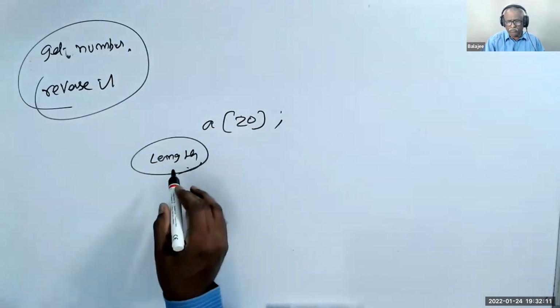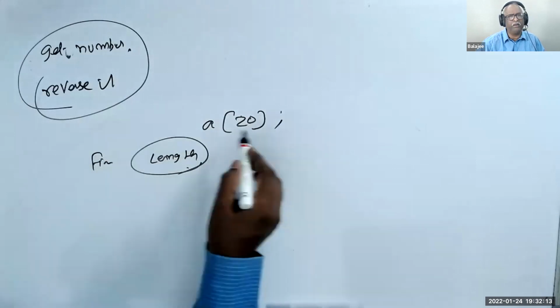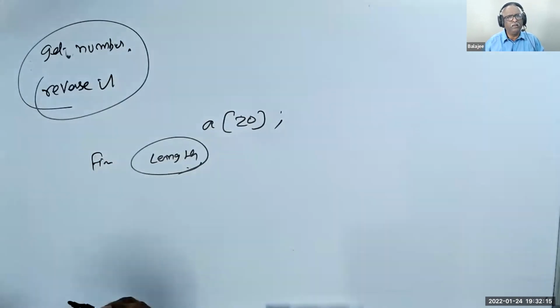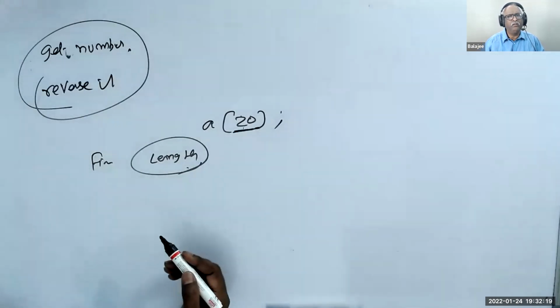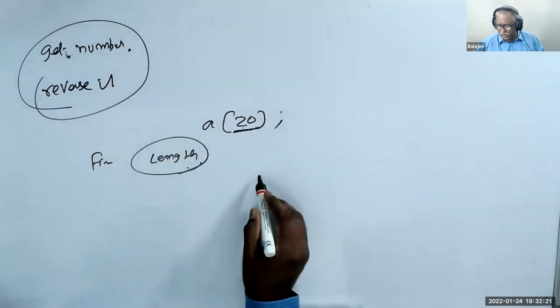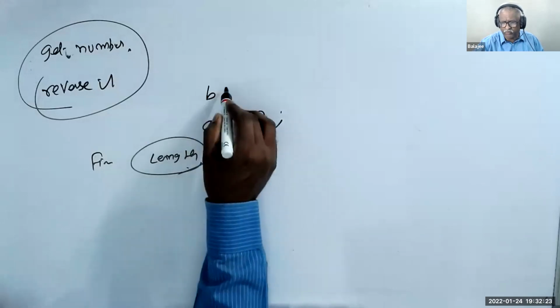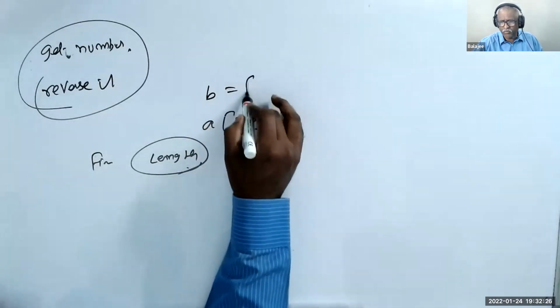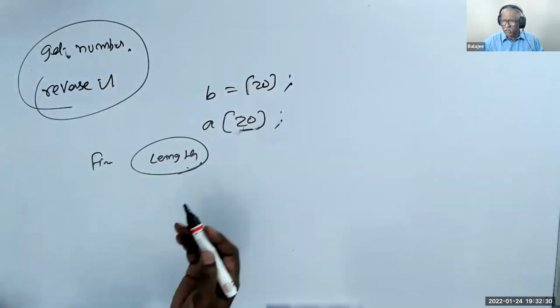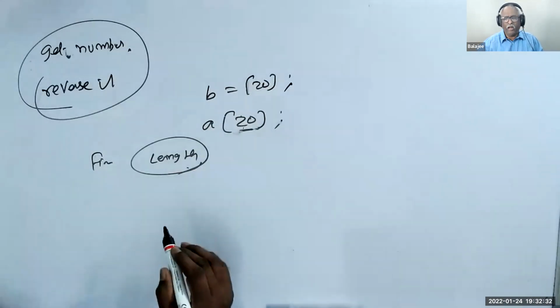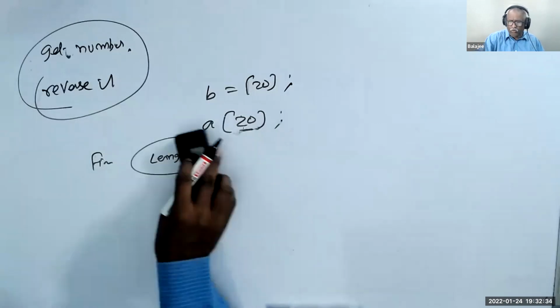Find the length of the number that I enter. Then store it in an array. Then reverse it. See, like this. For example, I declared another array, B of 20. Let us say I have counted. Understand now? I first counted.